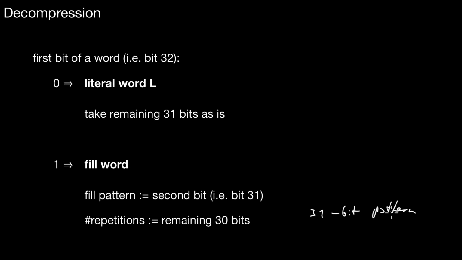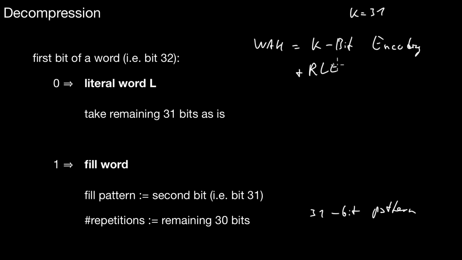That is the basic idea of word-aligned hybrid, which is a blend of k-bit encoding, previously 7-bit encoding, but here the k is set to 31, plus run length encoding. So this method is really a blend of those two algorithms. There exist some extensions of that. You can change the k. If it's a 64-bit architecture, maybe you want to use 63 bits for alignment reasons.